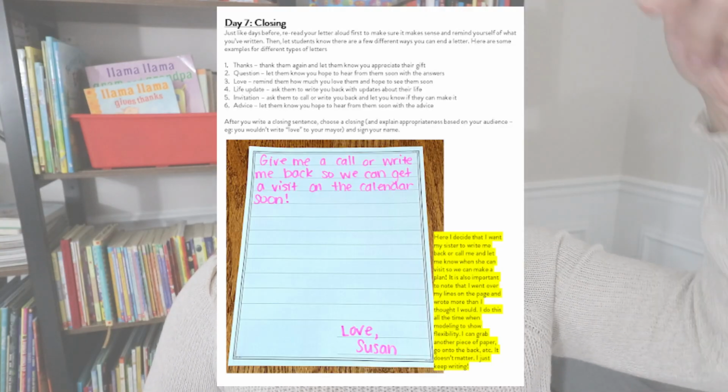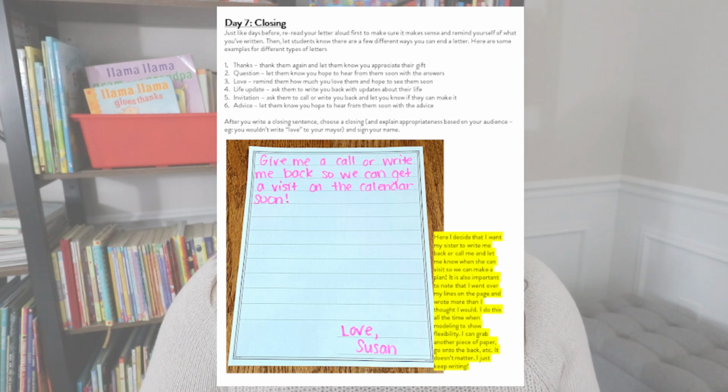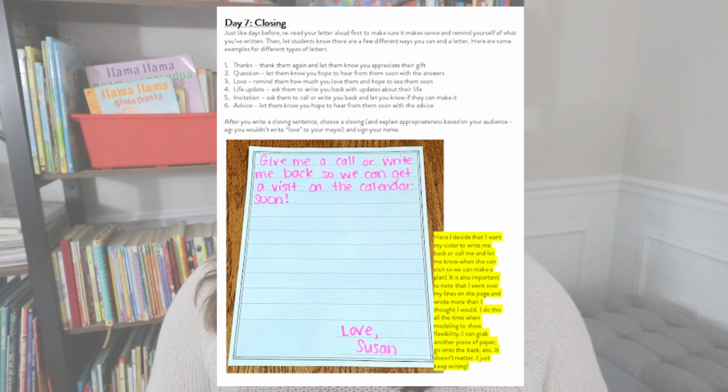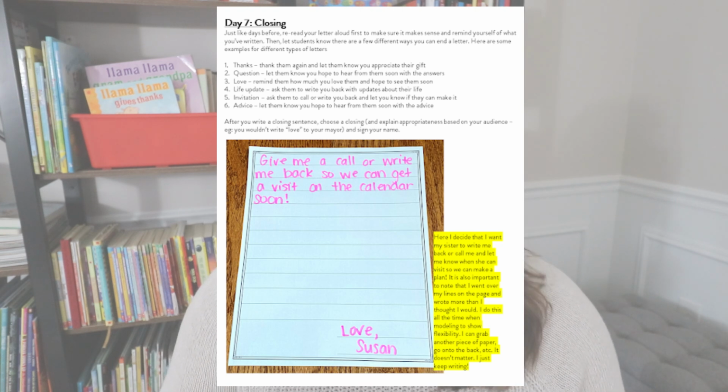Here's my example that I added for today, but you can see here at the top, these are actually my teacher notes in the SJT Writing Club. I always have modeled examples with extra notes for teachers to look at so they know what to do. But here with the numbered examples, I let students know if they're writing a thank you letter, they might want to thank them again and let them know you appreciate their gift. If they are writing a love letter and just saying how much you miss somebody, they might want to remind them how much they love them and that they hope they see them soon. Here in my example, I said, give me a call or write me back as soon as we can so we can get a visit on the calendar soon.